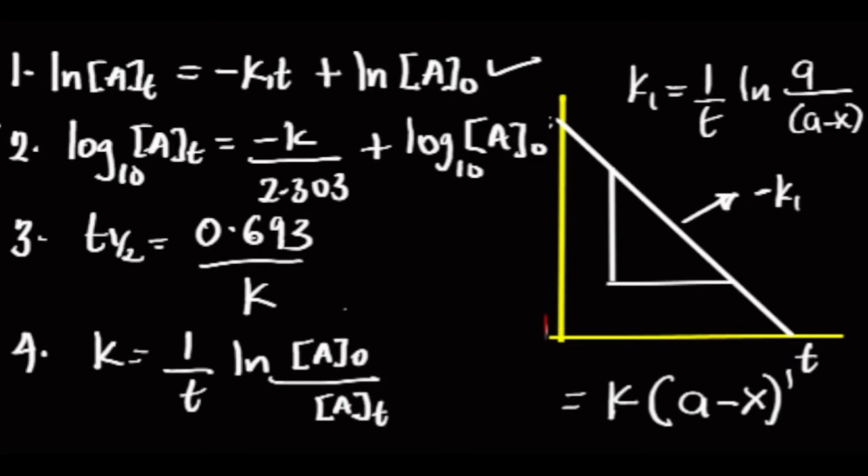So you can just take note of these four expressions. It's very important, and you need to know that the SI unit for the rate constant for a first order reaction is per second. That's another important fact that you need to know. So now let's go ahead and solve the question that we have.